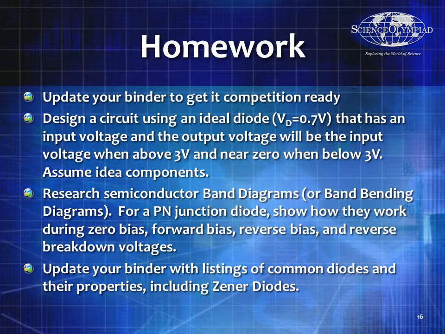I'd like everybody to update their binder to get a competition record. I want you to design a circuit using an ideal diode, but include the forward bias voltage of 0.7 volts. So there's no resistance, but there still is a forward bias voltage. I want the output voltage to be the input voltage when above 3 volts and near zero when below 3 volts. Assume generally ideal components.